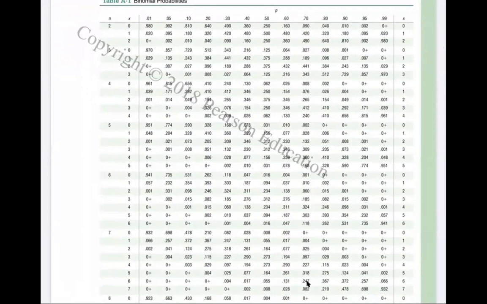I will check the last one also. In the next one, n is 7, x should be 7, then p is 0.7. So it will be this. So these are three values you have to write. 0.318 plus 0.27, sorry, 0.247 plus 0.082. Okay, so these are the three values you want to pick from the table.